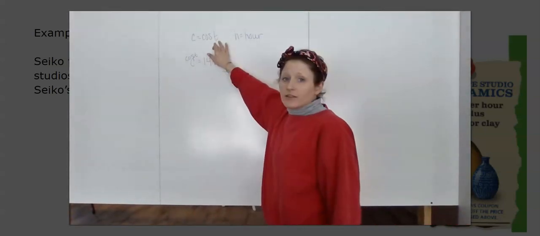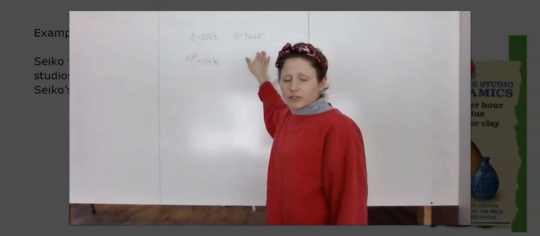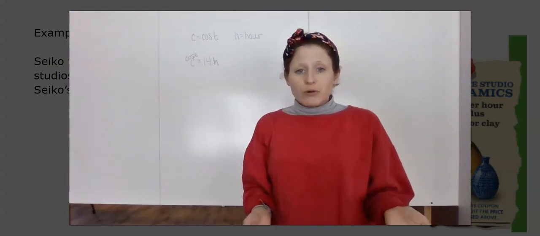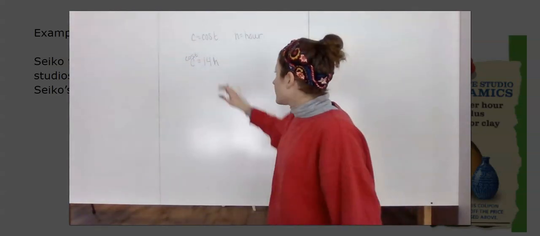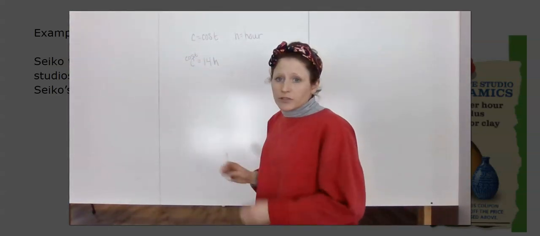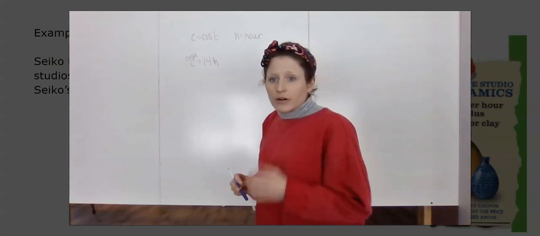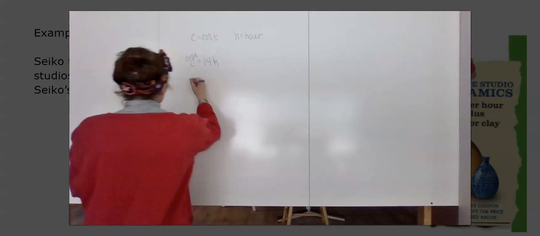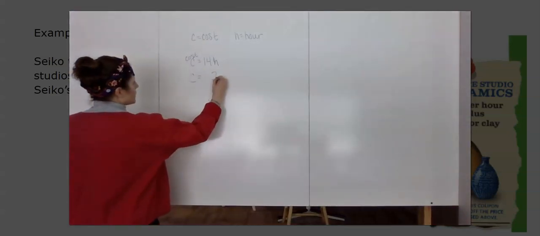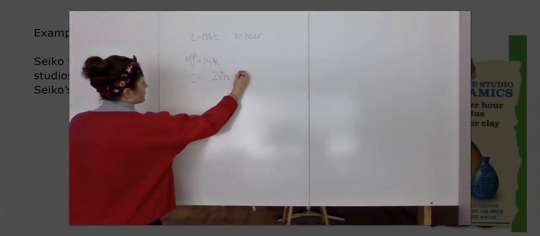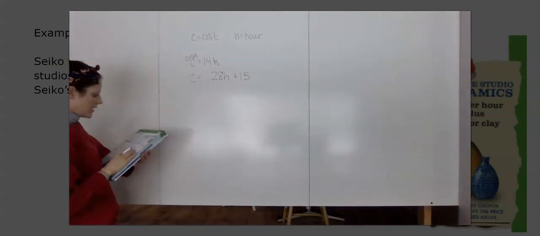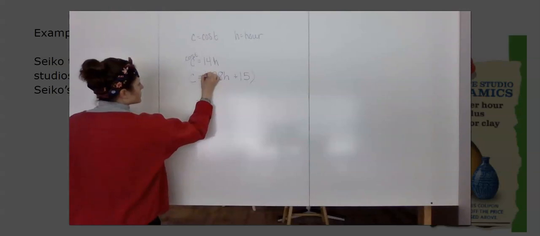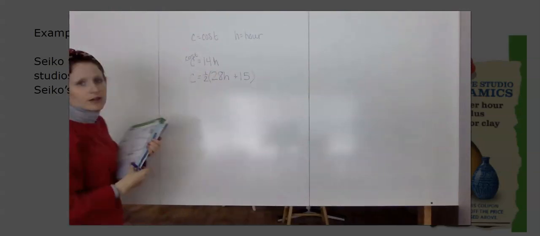Okay, up here I've defined the variables. I'm using C for cost, H for hours. That's just for me, and it's good for you to write that down too so you remember what each variable is representing. At the first studio, the cost was equal to $14 per hour. At the next studio, the cost was equal to $28 per hour plus $15 for the clay, but it also said bring in this coupon for half off. So it's going to be half of that amount.